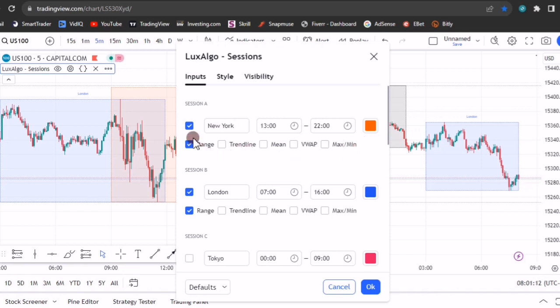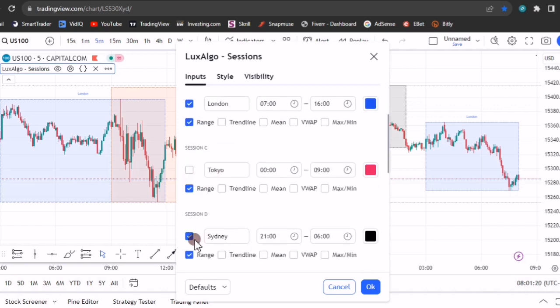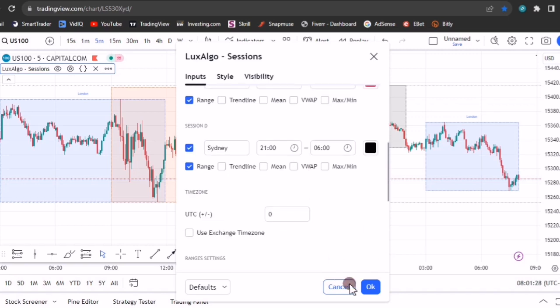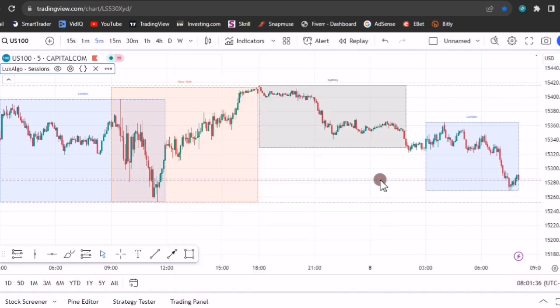These are the settings. Right here, you just select the session that you want to focus on. I have selected New York, London. I left Tokyo and I selected Sydney. Right here, you will find a yellow color. Make sure to put black so that it is visible. And down you have to leave the last 4 boxes unchecked, and then you press OK. So this is the indicator, traders.